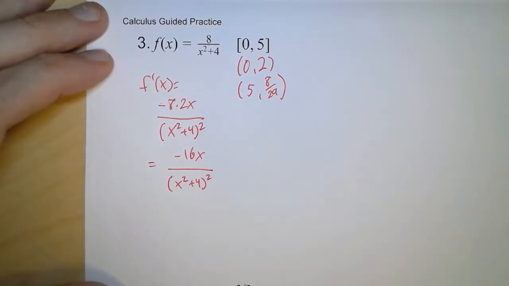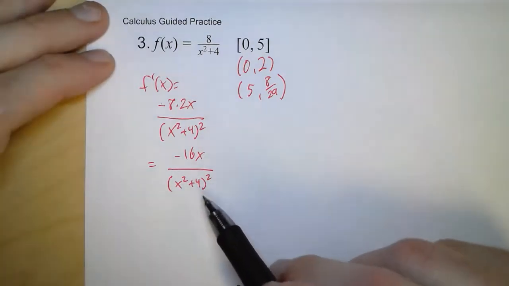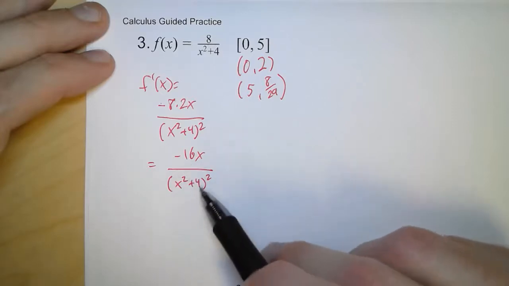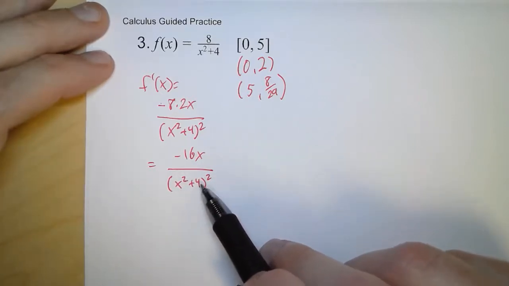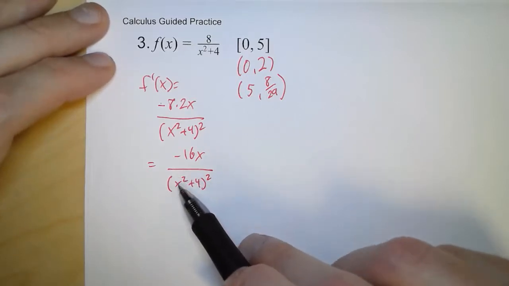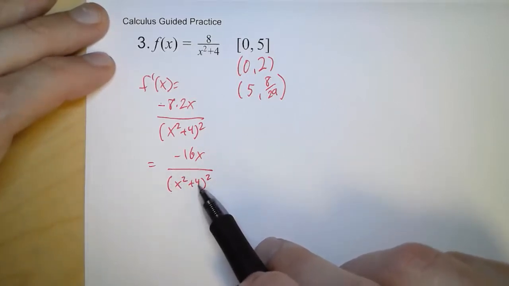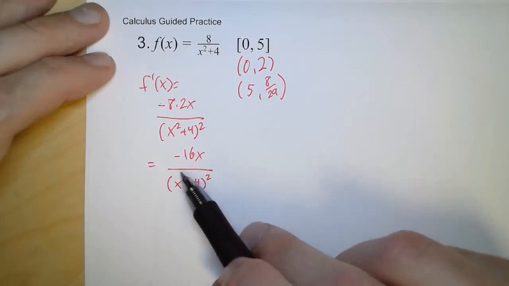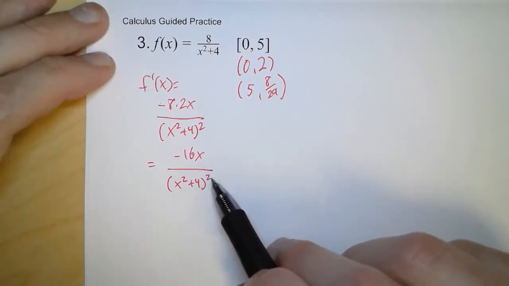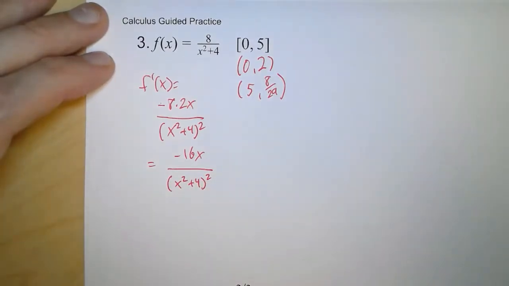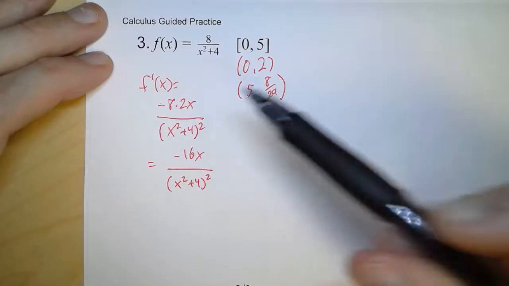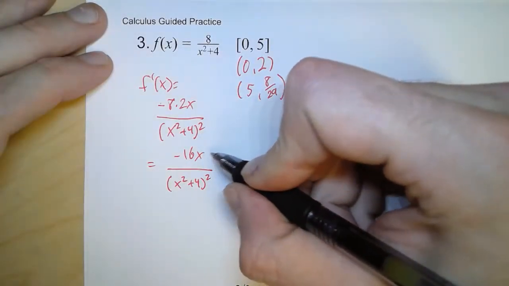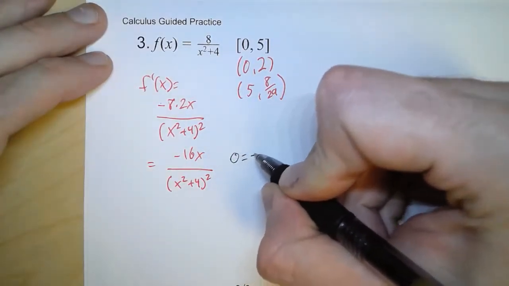Now, when is this going to be undefined? Well, whenever the denominator is equal to 0. But looking at it, the smallest that x squared can ever be is 0. Plus 4 means the smallest that this quantity can be is 4. And if we square that, then the smallest that this quantity will ever be is 16, which means the denominator has no chance of ever being 0. So the derivative can't be undefined. It just can't equal 0. So the only thing we have to concern ourselves with is the numerator.